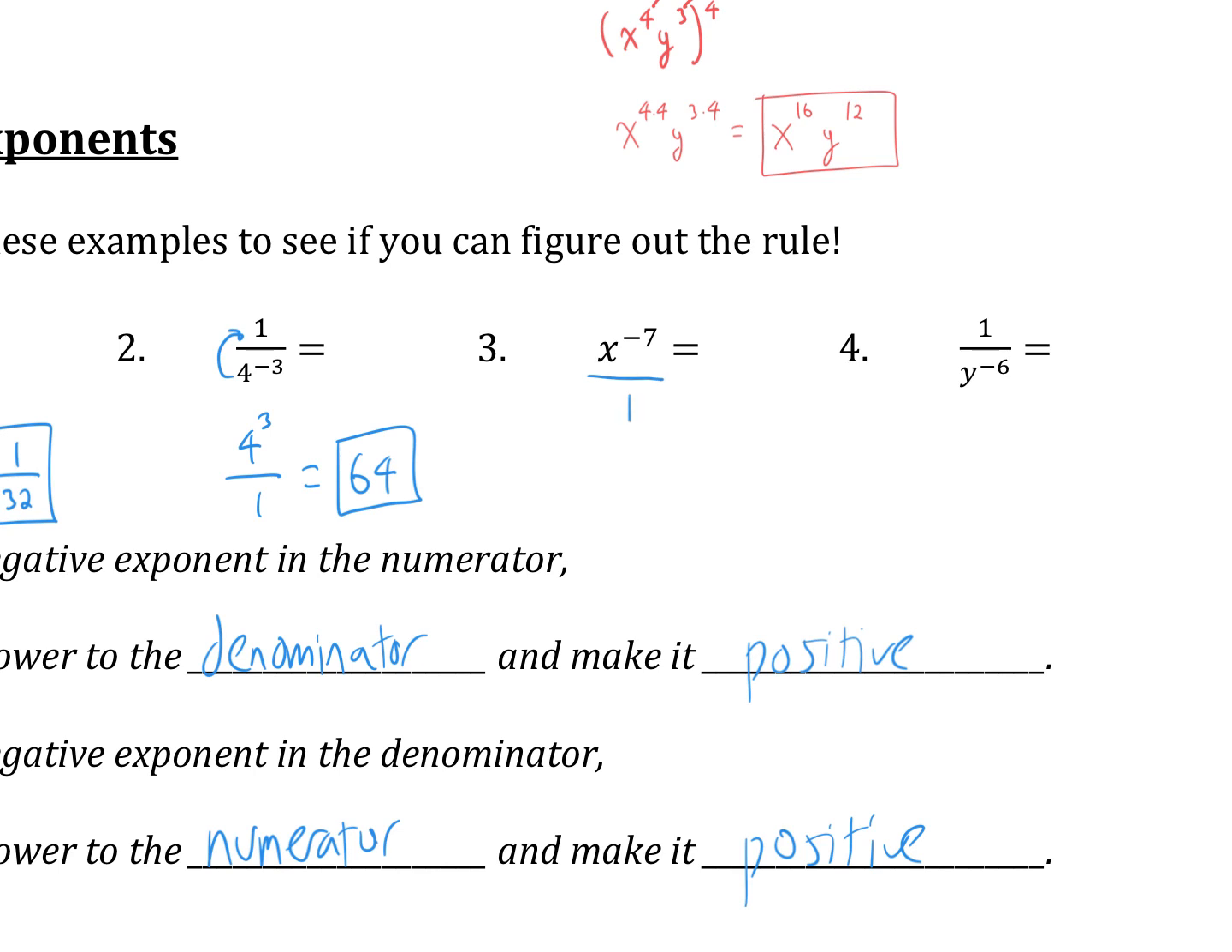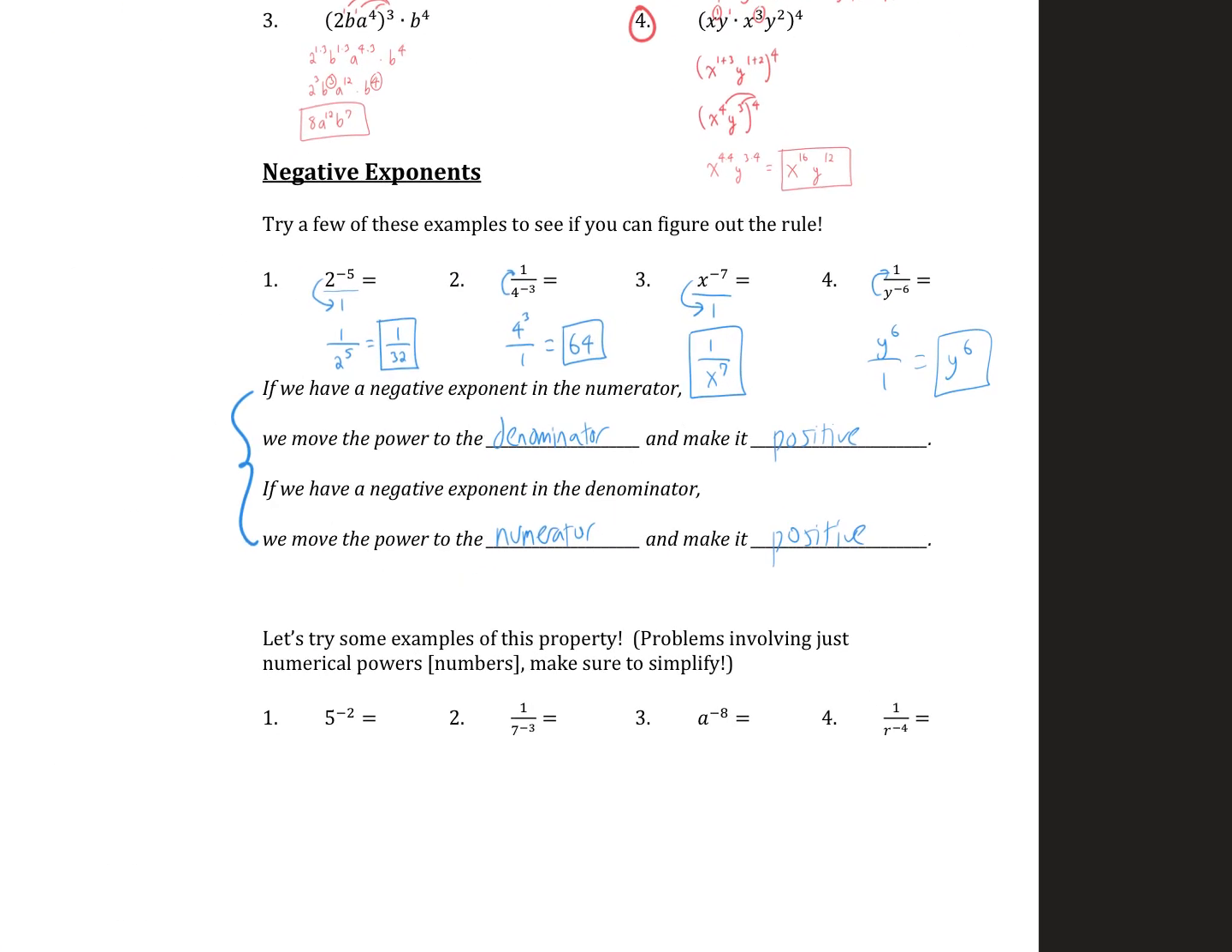All right, negative exponent, flip it to the bottom. It's in the top, so we get 1 over x to the 7th. And that's it. Can't do anything else with that. And number 4, it's in the denominator, so we move it to the top. So we get y to the 6th over 1, which just equals y to the 6th. All right, there we go.